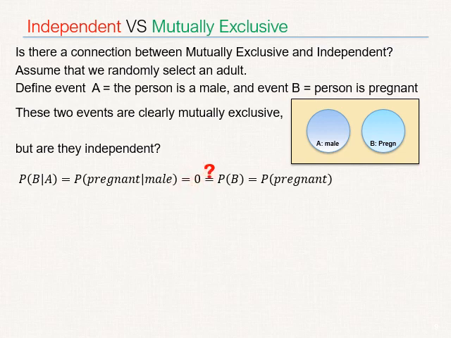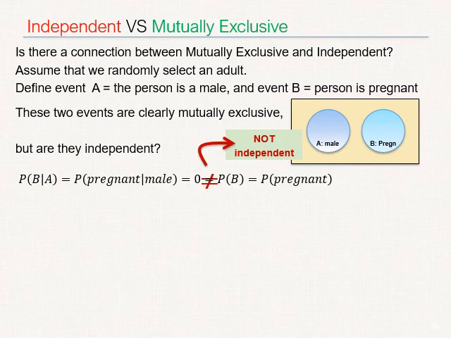Now, remember, we randomly selected an adult from our population. What's the probability that the person we randomly selected is pregnant? Well, now it's probably not 0, right? Because some people in our population are pregnant. So this part is probably not 0. Those things are not equal, and so these two things are not independent. And this always happens.